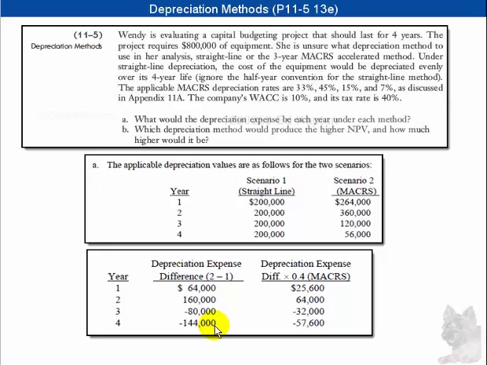Now, we're in a 40% tax bracket, which was given right here in the problem. So if we multiply the number in this column, right, this column here, times 40%, we're able to come up with the depreciation expense difference after taxes.